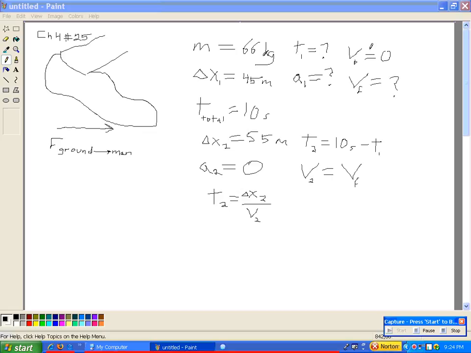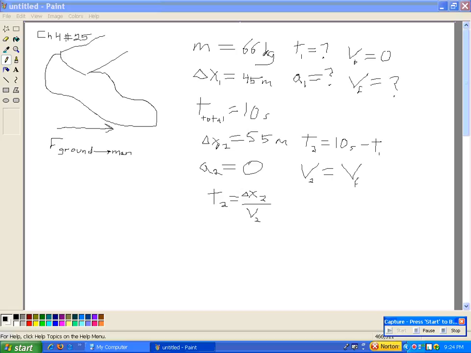We know his initial velocity was 0. He started from rest. And his final velocity we don't know, but we need to find that out. And the time it takes, we don't know either. We know he's 66 kilograms. We also know that it takes a total of 10 seconds to run around the track.